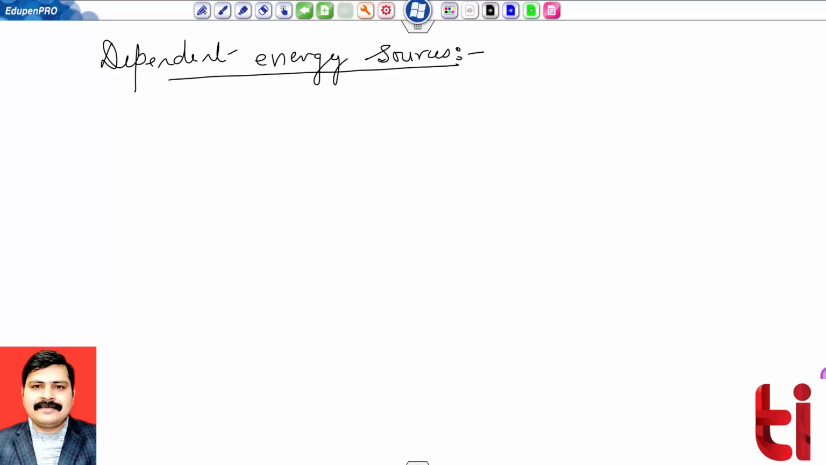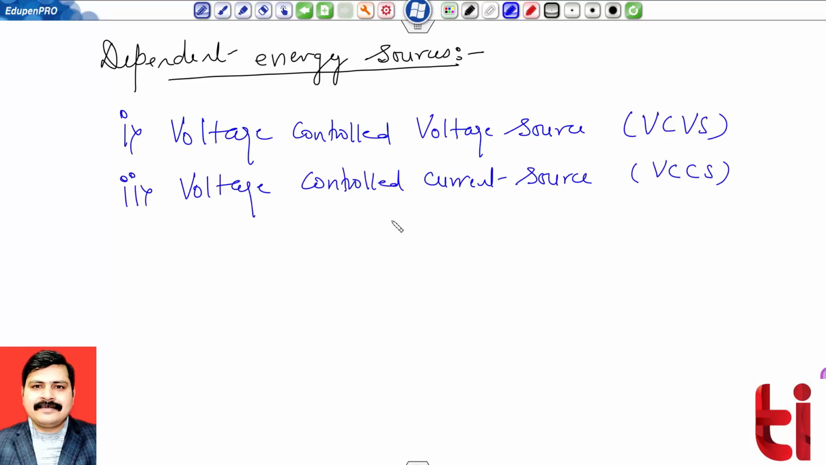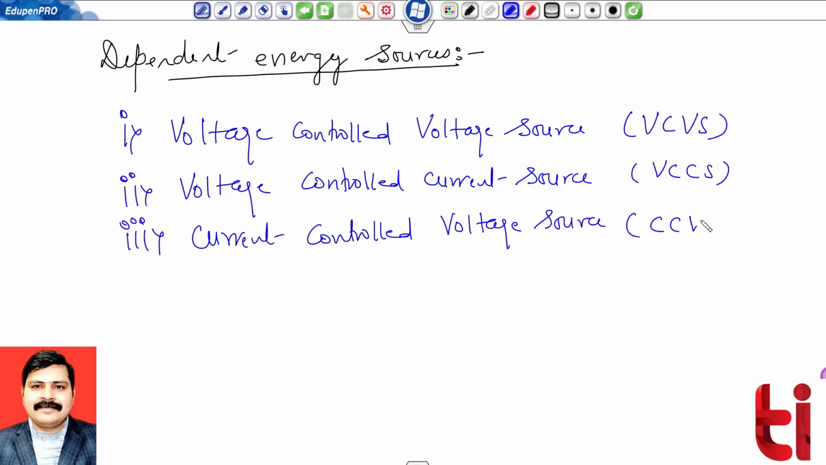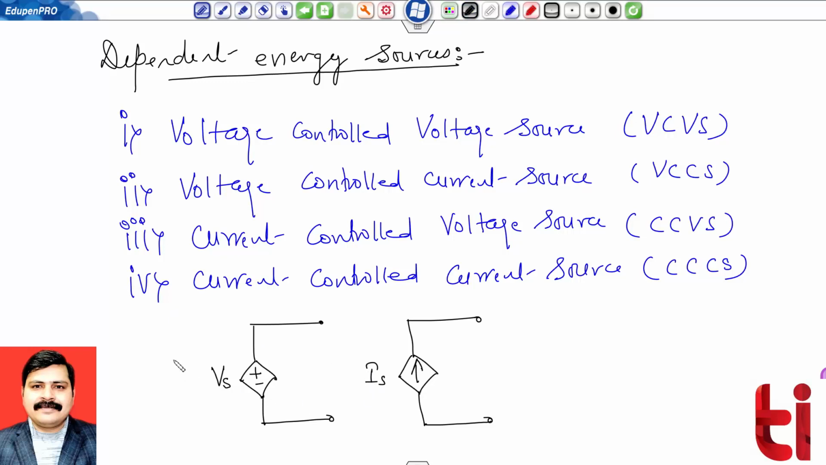So, giving you the... I'm just briefing about that. The four possibilities are there. First is voltage controlled voltage source. In short, it is termed as VCVS. Next is voltage controlled current source, VCCS. Current controlled voltage source, CCVS. And the last is CCCS, current controlled current source. And the representation is like this. So these are the two standard representations: controlled voltage source and controlled current source.